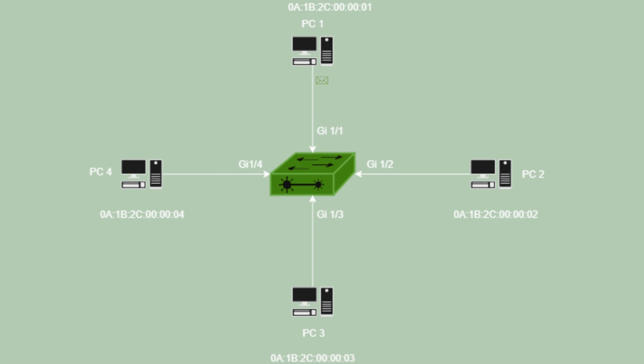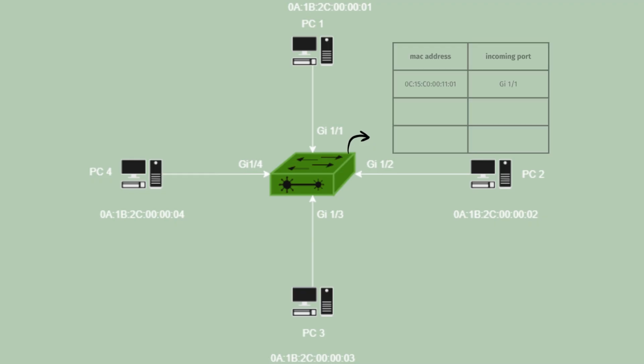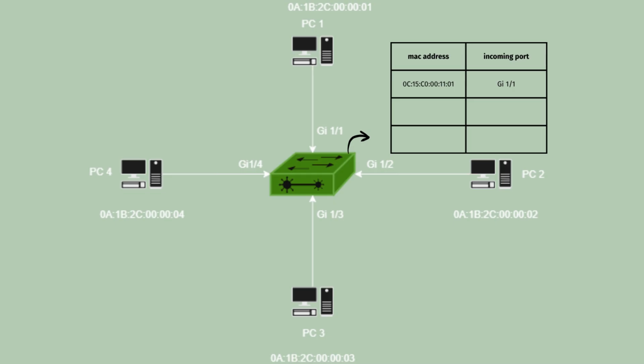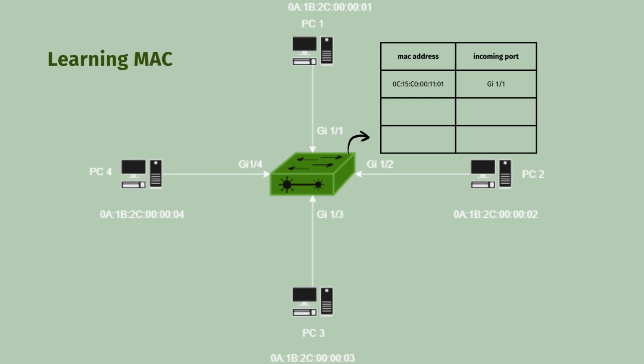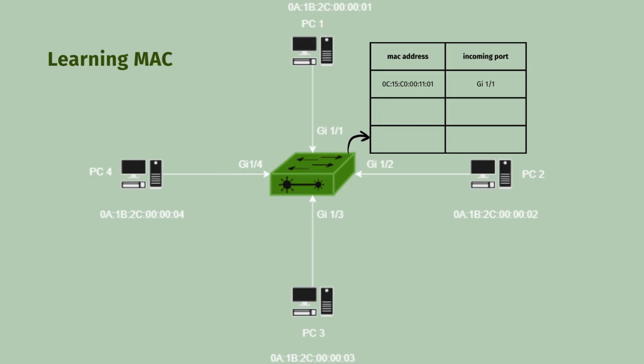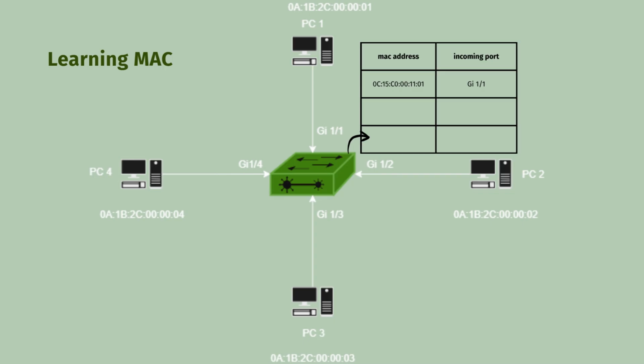Here is how it works. When a device sends a frame, the switch looks at the source MAC address and records it in something called a MAC address table, together with the incoming port, that is the port in which the frame was received from. This process is known as learning, where the switch is learning the MAC addresses of the devices connected to it. This table tells the switch which devices are connected to which port.